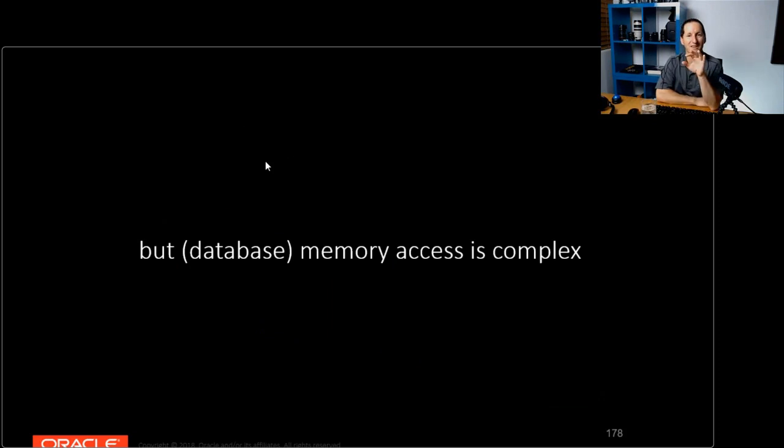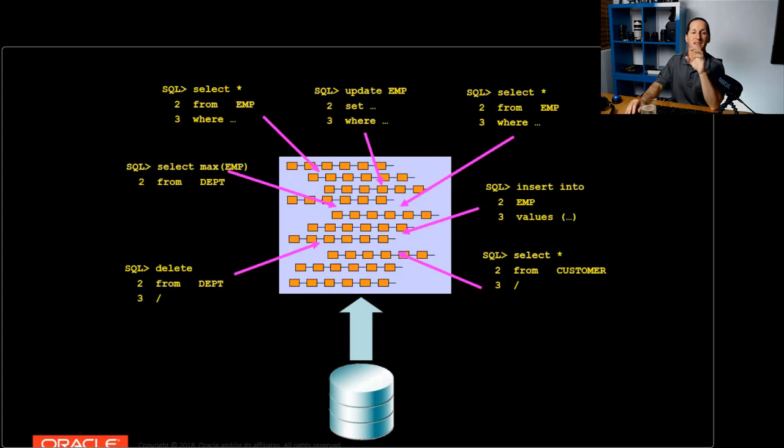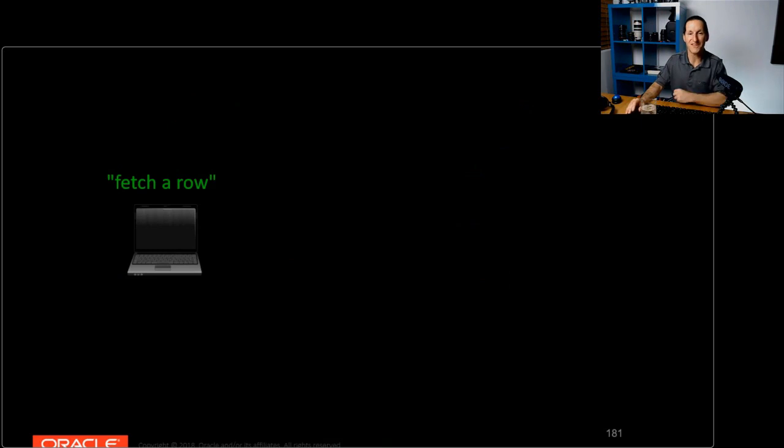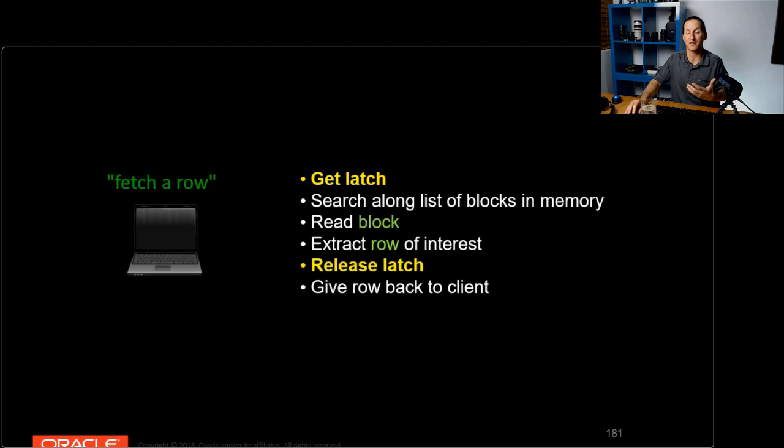But we just spoke. If you're putting things in memory, you've got to maintain control over that memory, which means lots of things are going on at the same time on the same blocks of memory. And how do we protect memory access? With latching. So when you fetch a row from a single query, just fetch me one row, this is actually what goes on. We have to get a latch to protect that memory. Then we search along a list of blocks in memory where our data will be, read that block, extract the one row we want. We're finished with that memory, release the latch, and give the row back to the client.